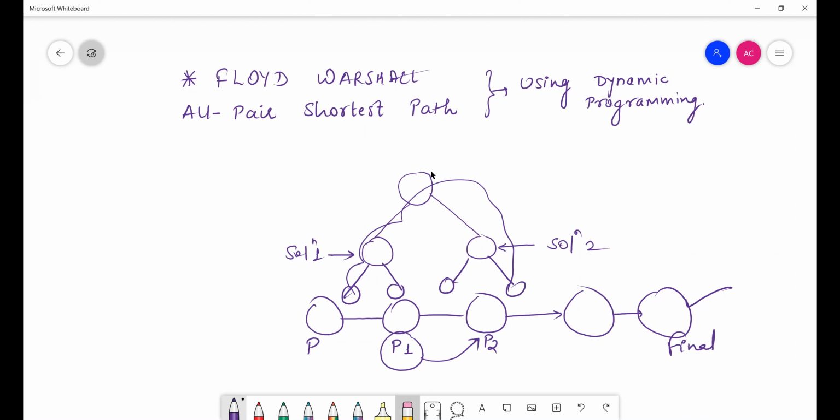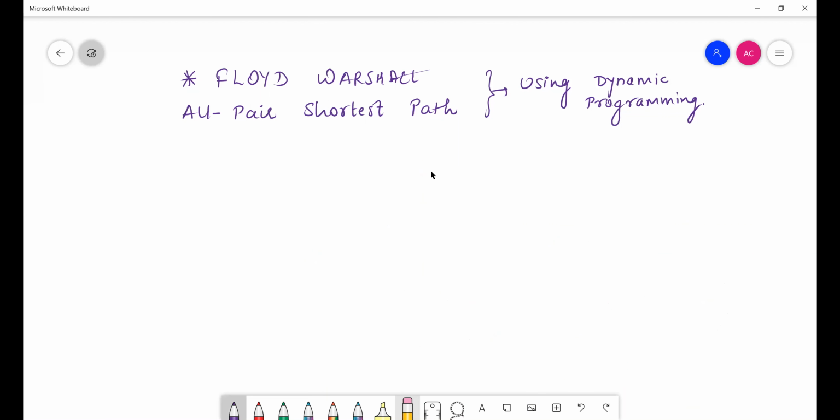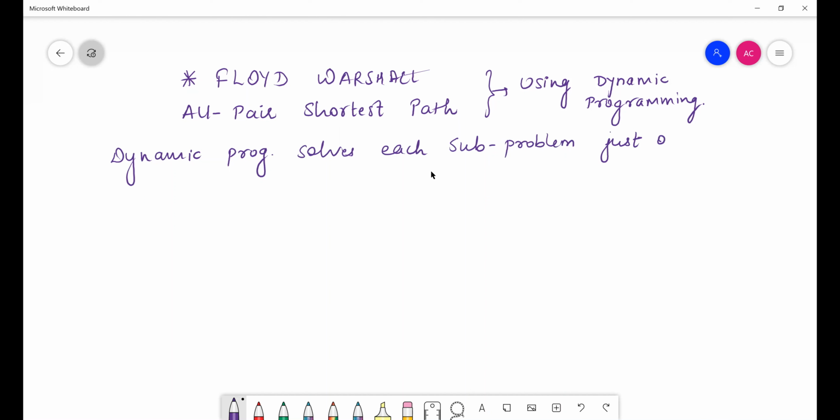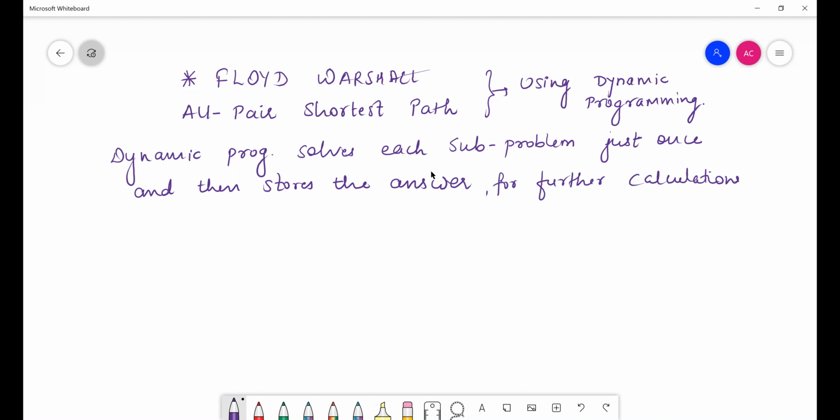So if I tell you dynamic programming in one simple statement, it would be that dynamic programming solves each subproblem just once and then saves its answer and then stores the answer for further calculations.